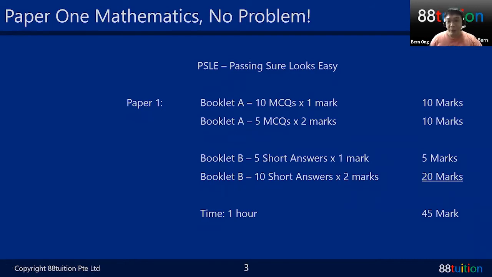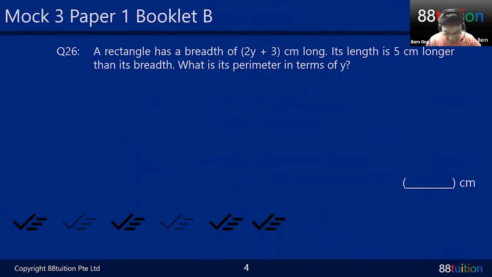Okay, so yesterday we finished paper 1, booklet A completely. And we started off with booklet B also. We did about 10 questions from paper 1 yesterday. Today we are finishing off booklet B, 5 questions, and go into paper 2. Is that clear? Good. All right, so let's look at question 26. Children, are you ready?